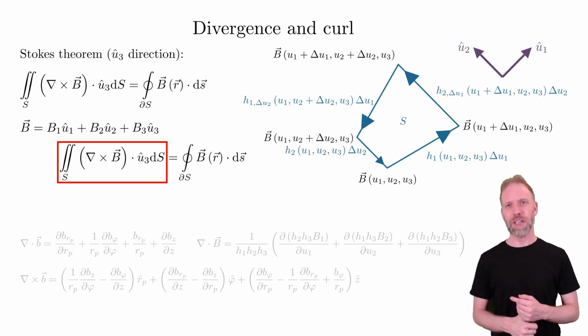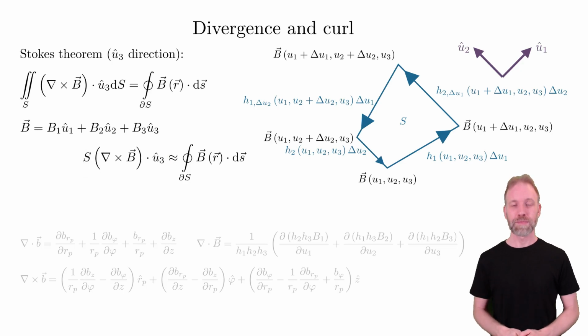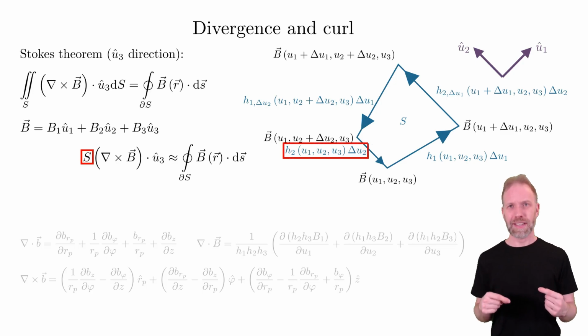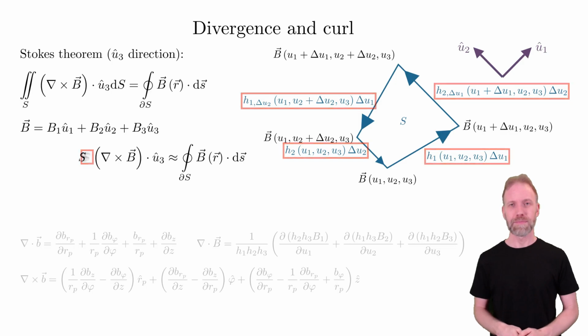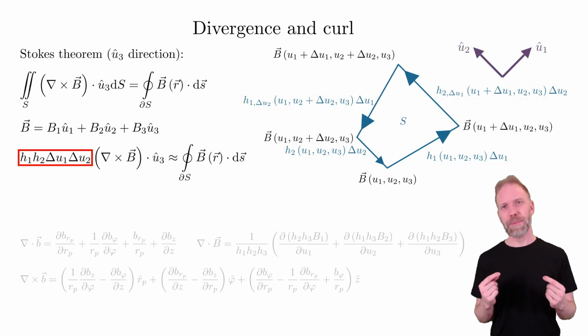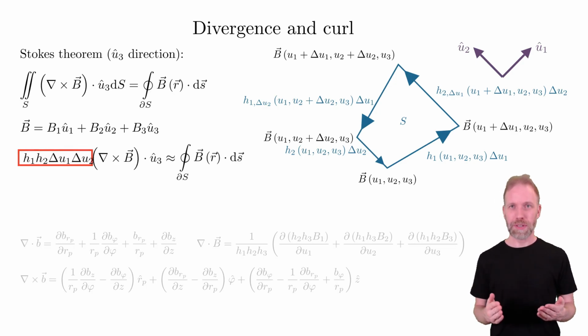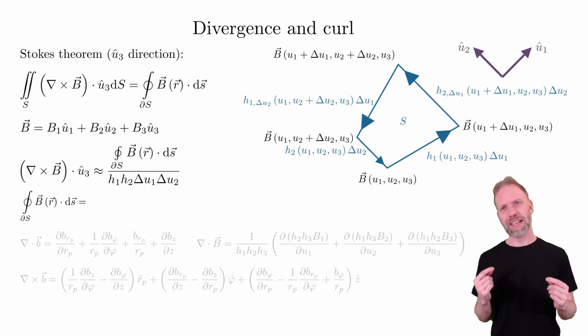If we assume that the surface is small, the curl is approximately constant. And this integral can be written as the multiplication with the surface area. The surface area in orthogonal coordinates is simply the product of the two sides. We can divide by the surface area to get a u3 component of the curl of B. Continue and calculate the boundary integral.